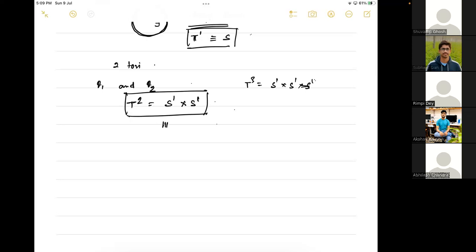Okay, because a sphere and tori are topologically different, because there is a hole in the middle of a torus here, right? There is a hole, and in a sphere there is no hole. So you cannot deform a sphere into a torus. So these two are topologically different. So that's why T2 is not equivalent to a sphere.